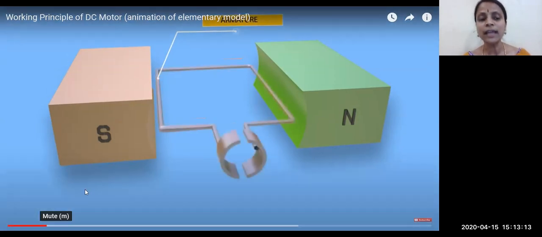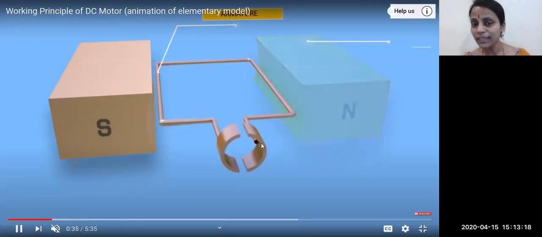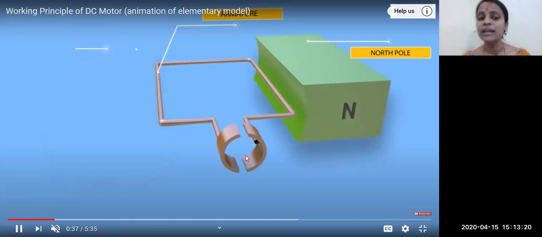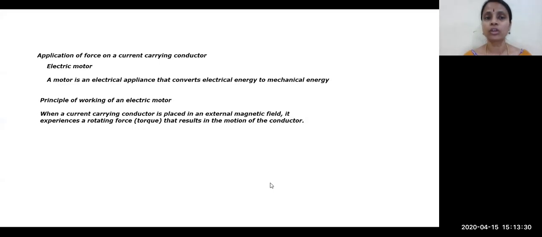Now this rectangular coil of wire is connected to this commutator setup. Now what is a commutator setup? I'm going to go back to the board and write a few terms which you need to look at when you are watching the video.